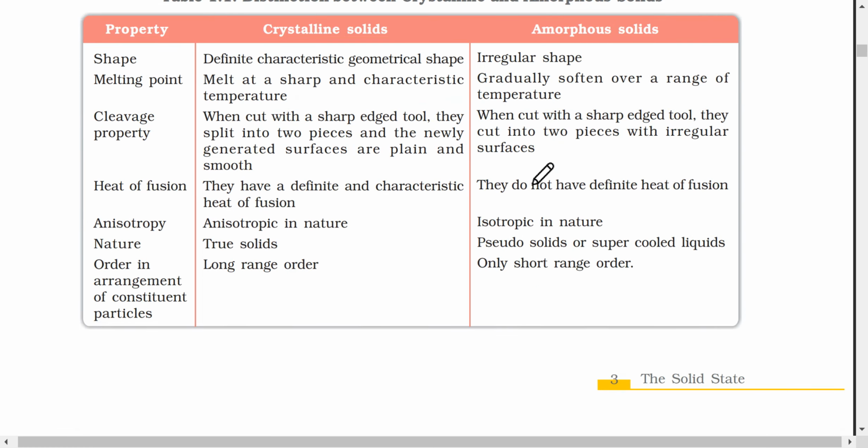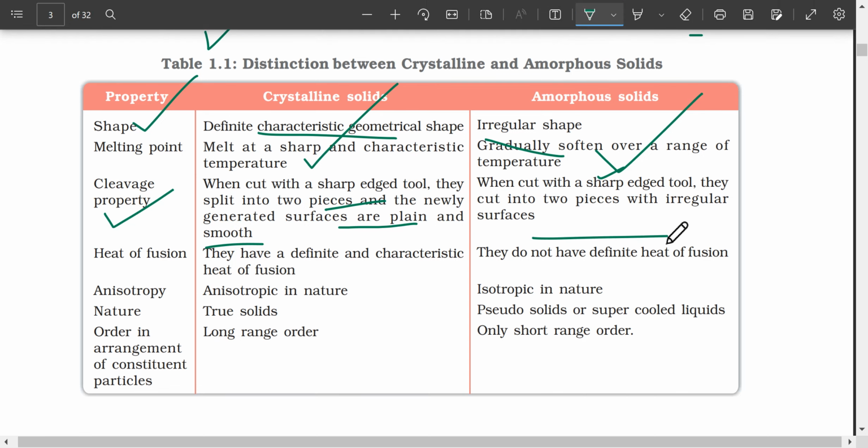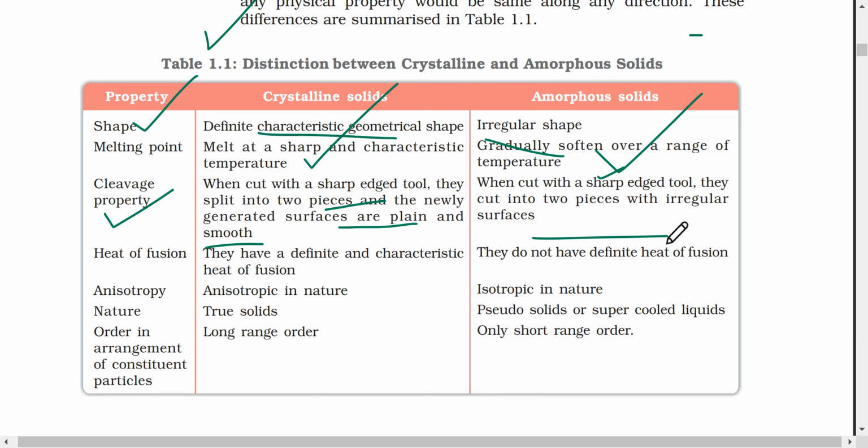Now, there is this table given. In shape: definite shape, irregular shape. Melting point: melt at a sharp point, gradually soften over a range of temperatures. Similarly, the cleavage property: when cut with a sharp edge tool, they split into two pieces and the newly generated surfaces are plain and smooth. When amorphous solids are cut, what happens? They give irregular surfaces. Of course, because it was irregular, it will eventually cut into irregular pieces.